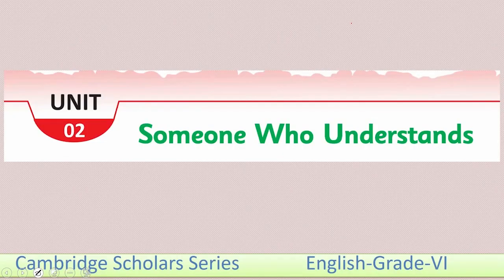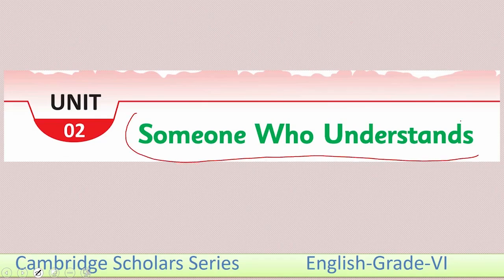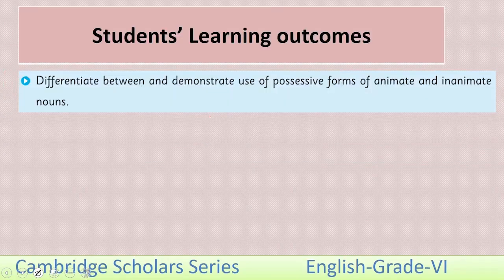Bismillahirrahmanirrahim. We will start our lesson from unit number 2. The SLOs of this lesson are to differentiate between and demonstrate possessive forms of animate and inanimate nouns.